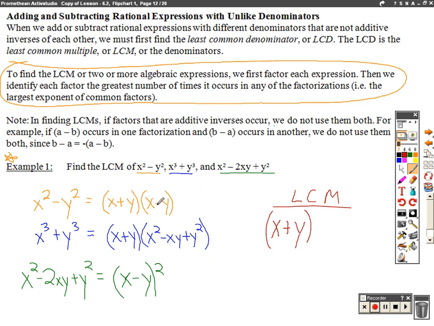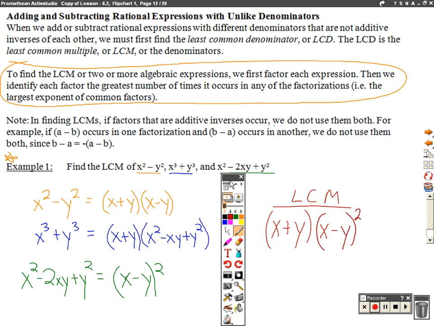Another factor I have is x minus y. How many times do I see it in this factorization? I see it once. I see it 0 times here, and I see x minus y twice down here. So the greatest number of times that I see it in any factorization is twice. So x minus y squared would be part of my LCM.